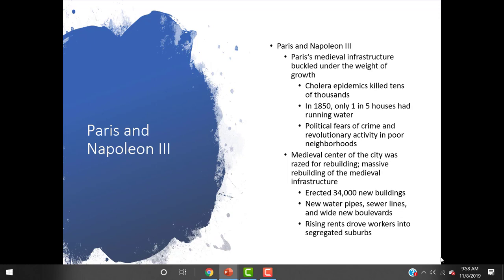The medieval center of the city was razed for massive rebuilding of the medieval infrastructure. 34,000 new buildings were built. New water lines, new sewer lines, and new wide boulevards were built. But this raises the rents and drives the poor into what we call segregated suburbs or ghettos.